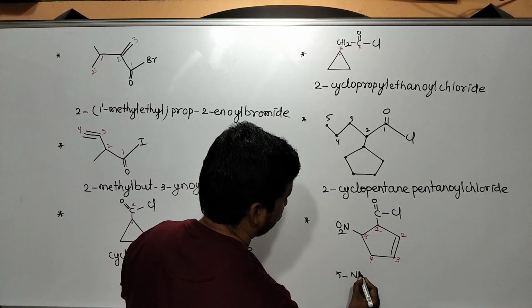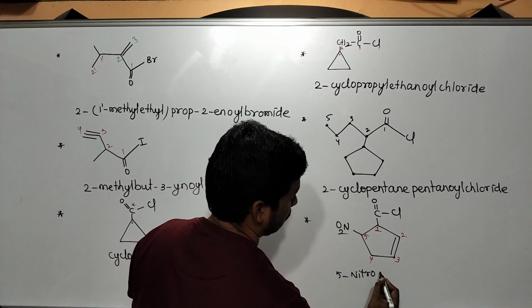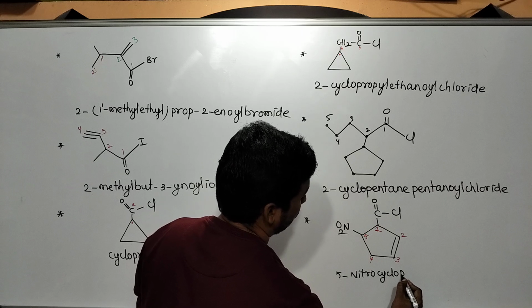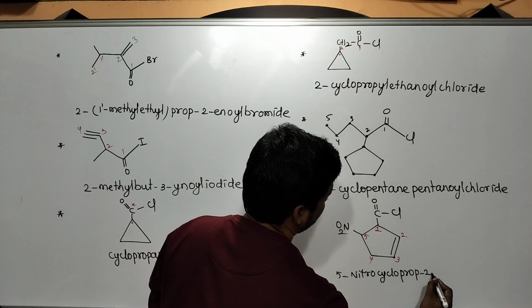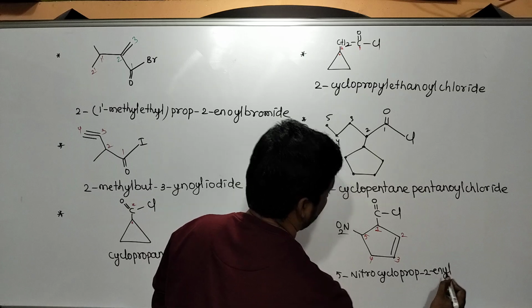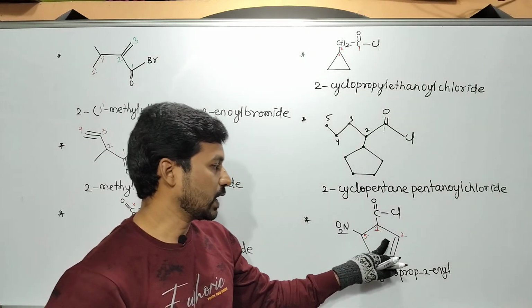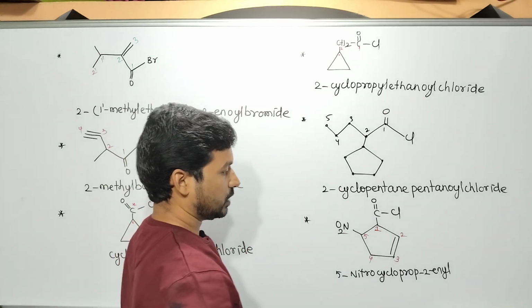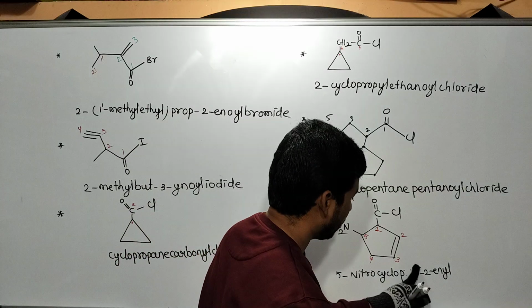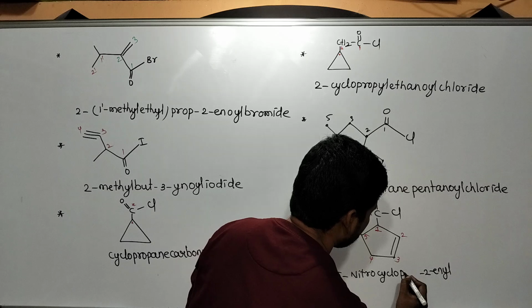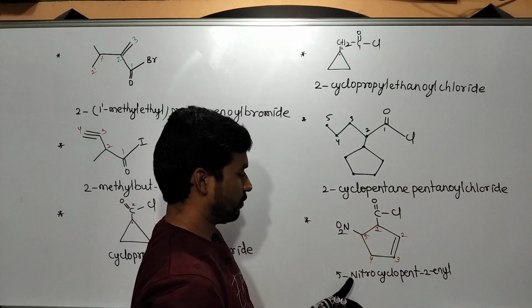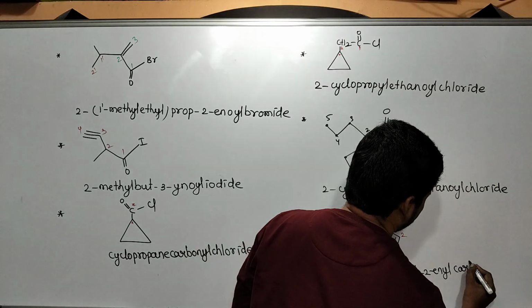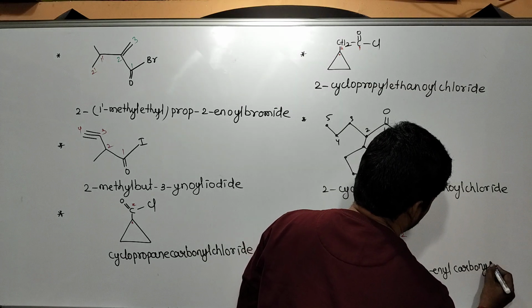5-nitro cyclopent-2-enyl. This is not prop, it is pent, 5 carbon atoms, so pent-2-enyl. 5-Nitrocyclopent-2-enyl carbonyl chloride.